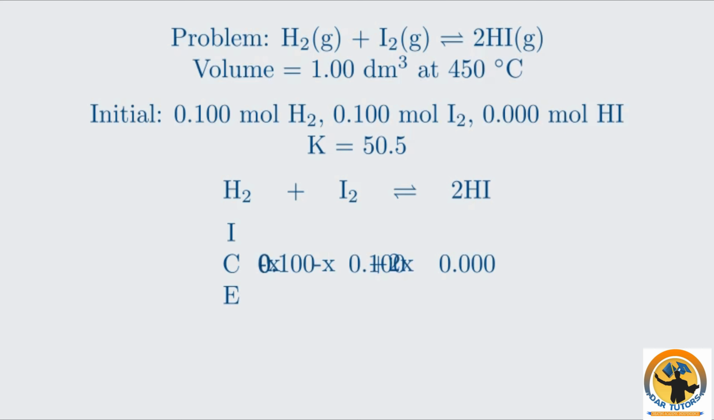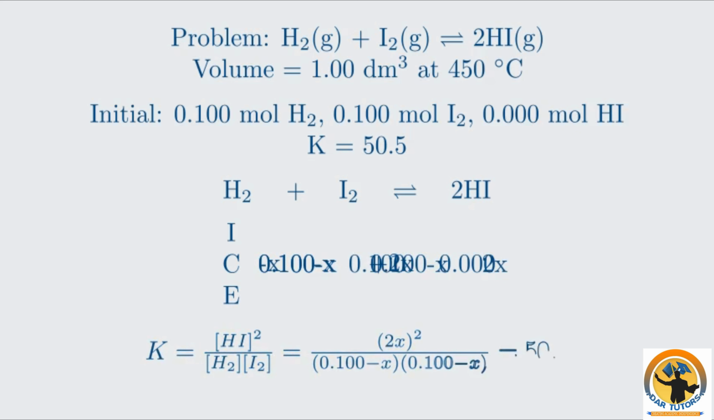The equilibrium concentrations are the initial plus the change. For H2 and I2, it's 0.100 minus x. For HI, it's 2x. The next step is to plug these equilibrium expressions into the equilibrium constant equation. The K expression is the concentration of HI squared over the concentrations of H2 and I2.